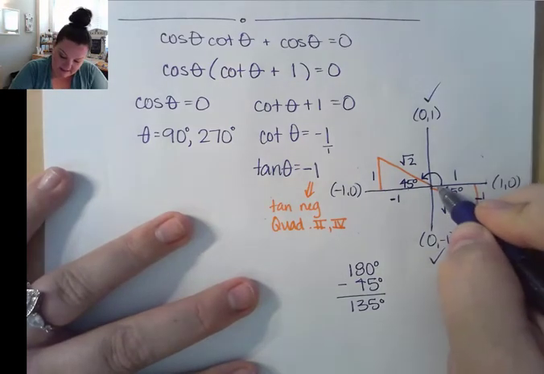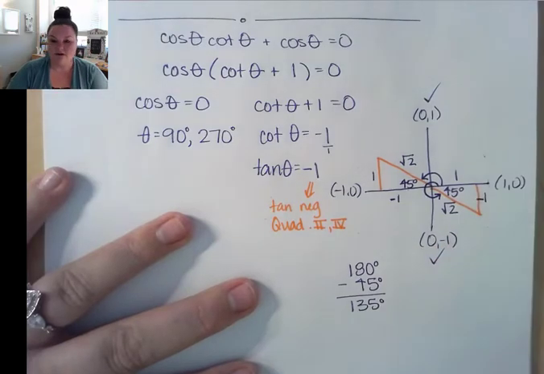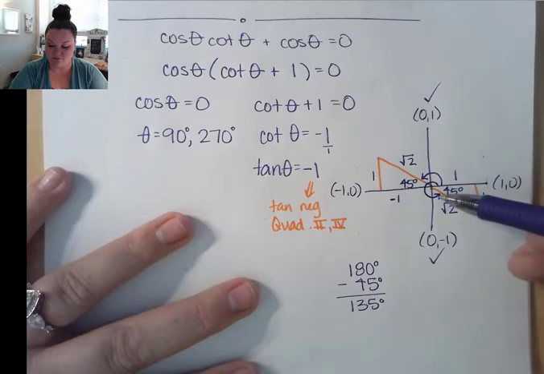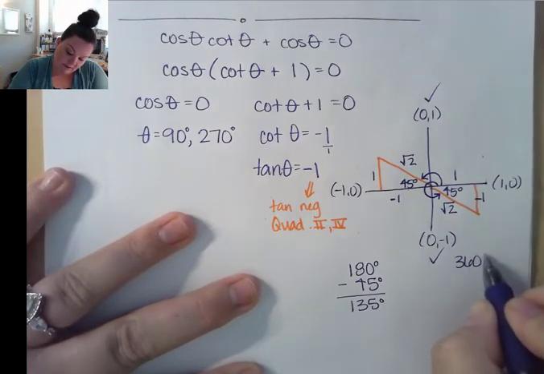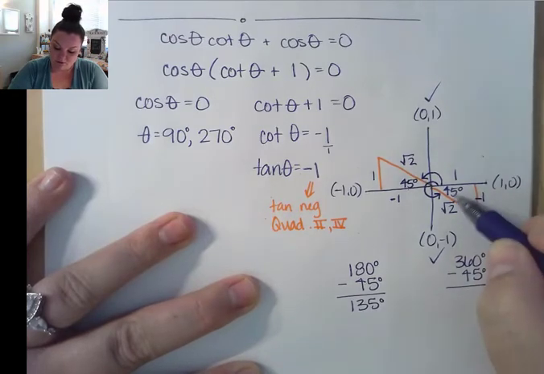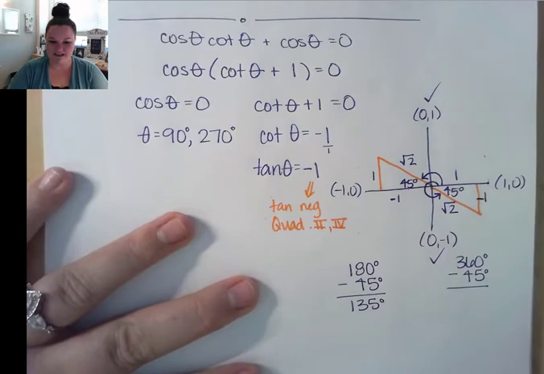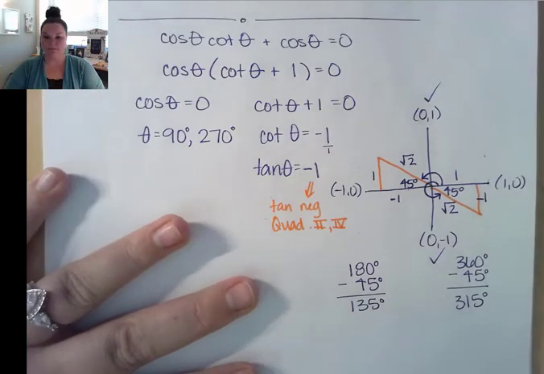And then the same thing over here. We now need this angle, which goes from 0 all the way over here, right? And this angle is going to be 45 degrees short of making it all the way back to 360. So I'm going to do 360 degrees minus that 45 that I'm short of making it back to 360. And when I subtract, I get 315 degrees.